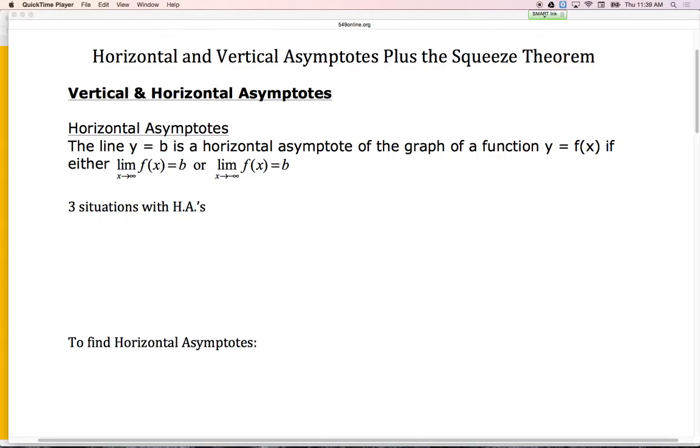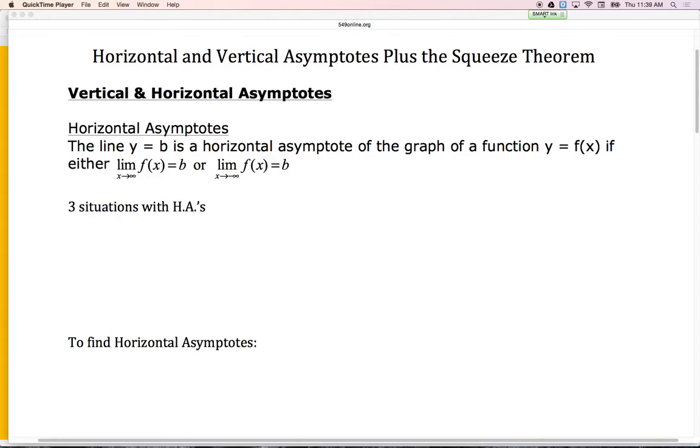Okay, so we're going to look at horizontal and vertical asymptotes today, plus the squeeze theorem. You need to pay good attention today because there are a lot of things here that in years past I just haven't done as good of a job with. So I want to make sure I do a really good job of making sure you understand the distinctions between a horizontal asymptote and a vertical.